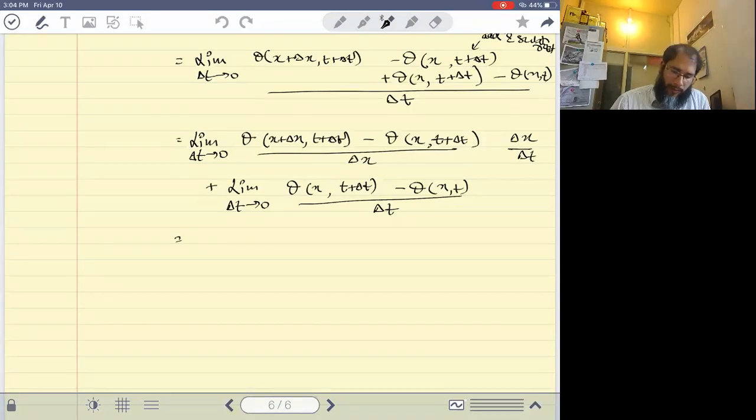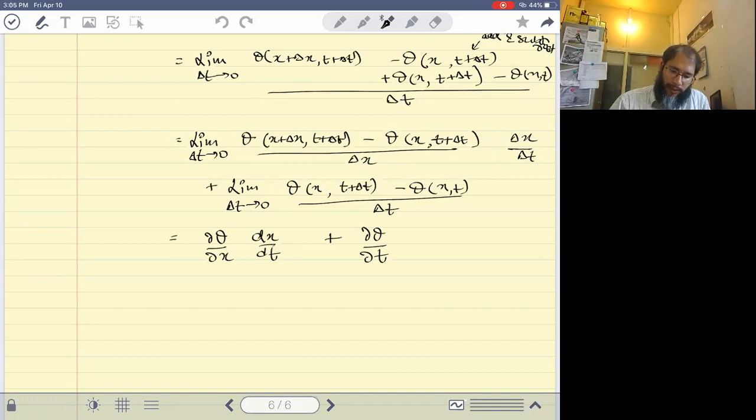So we can see that the first of these terms now becomes the partial derivative of theta with respect to x. Okay, so I've applied the limit as well here, and delta x by delta t, if you put the limit on delta t tending to 0, it becomes dx by dt. And then the second term is nothing but the partial derivative of theta with respect to t, in the limit that delta t is tending to 0.